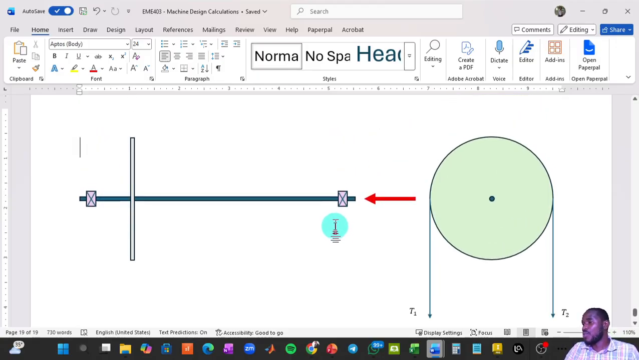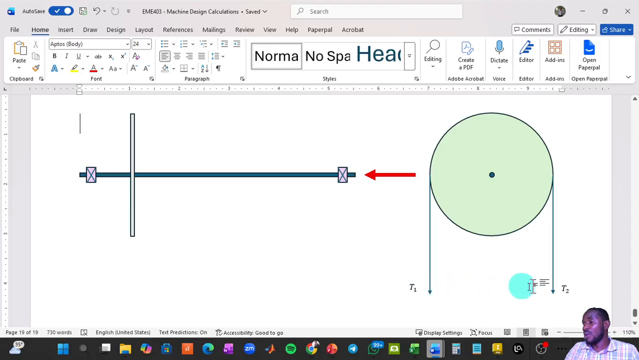Fine, so we've read up until that point. We know the value of T1. We don't know what T2 is, but we do know that this pulley is driving another pulley directly below it. That's why these tensions are directed vertically downwards. Okay.